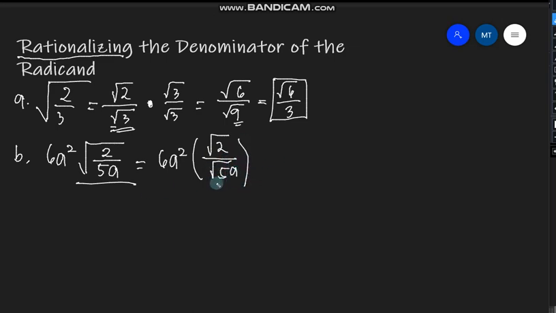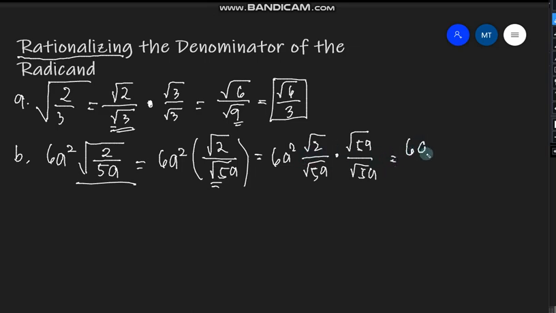Now, we need to rationalize this because there is a radical sign in the bottom. So, that will be 6a squared square root of 2 over square root of 5a times square root of 5a over square root of 5a. Okay, you multiply both parts of the fraction by square root of 5a. Now, let's apply the law of radicals in the denominator.